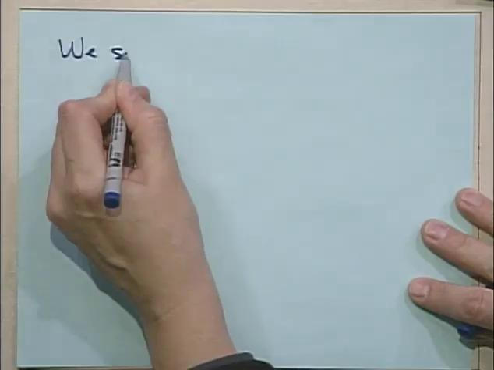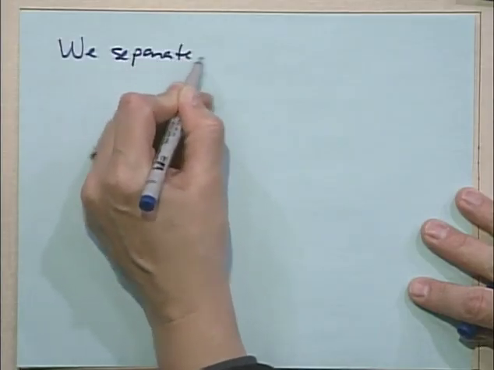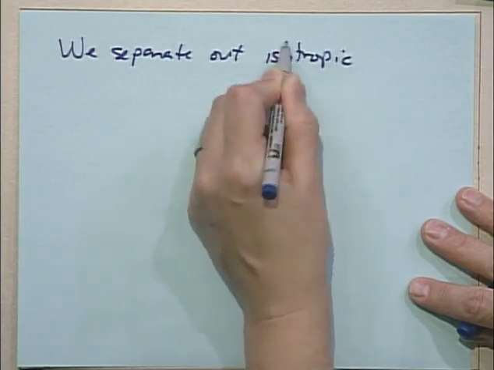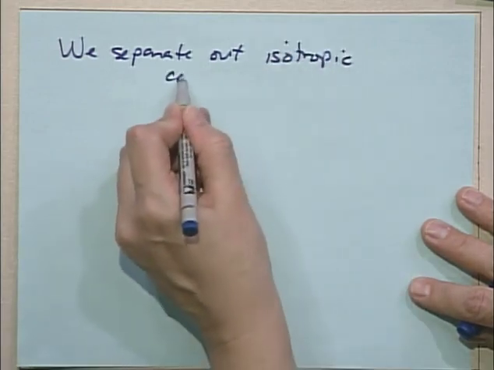Okay. Once things start moving, it's a whole different ballgame. So even when things are moving, though, there are isotropic contributions. And so we typically separate out the isotropic contributions. All right? So we want to separate out the isotropic contributions.